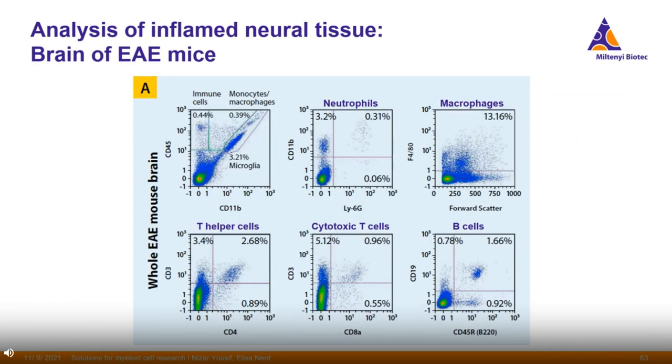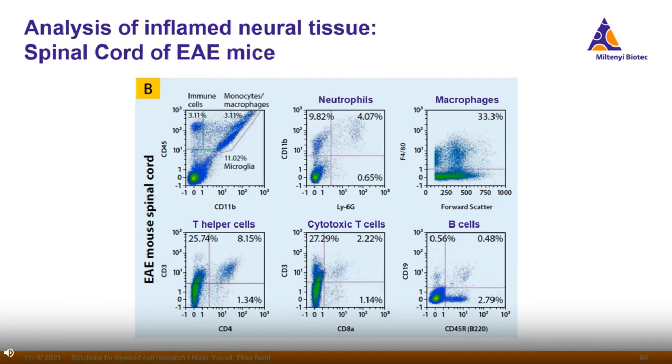Here you see an example of isolated immune cells from a brain of an EAE mouse with our inflamed brain workflow. You can clearly appreciate the different cell types that are present in the inflamed brain after the blood-brain barrier got leaky and immune cells were able to infiltrate the brain. This workflow can even be used for the analysis of immune cells from small tissues like the spinal cord, as you can see here in these plots.